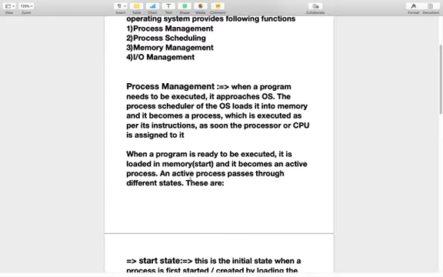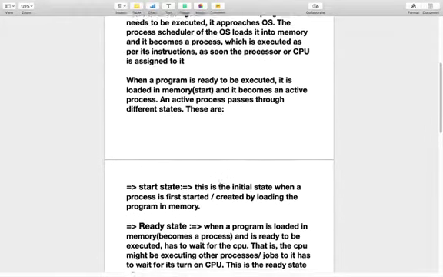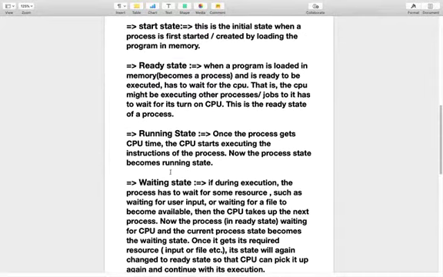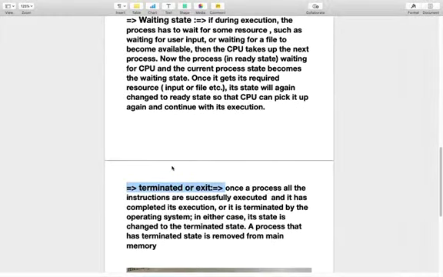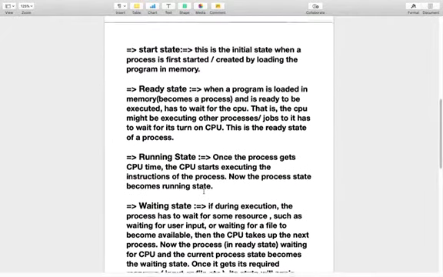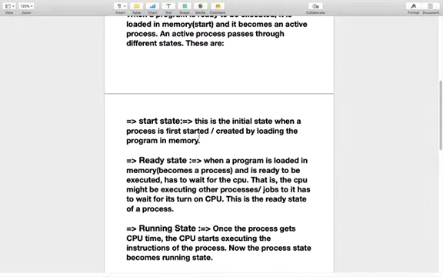An active process passes through different states. When a program is loaded into the CPU memory, it is known as an active process. These states are start state, ready state, running state, waiting state and terminated or exit state. Our first is start state.